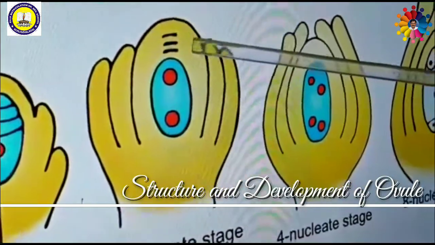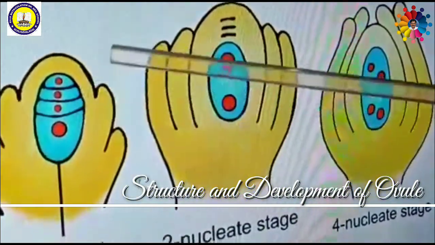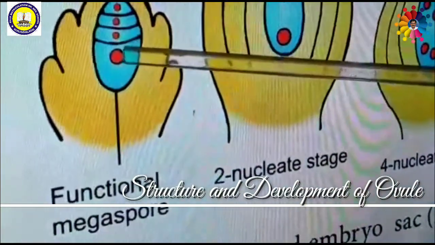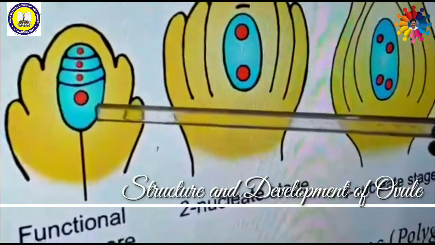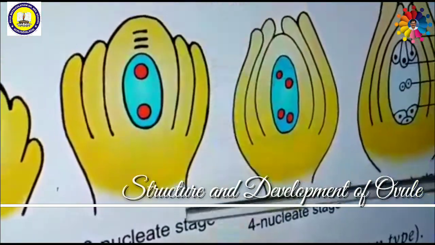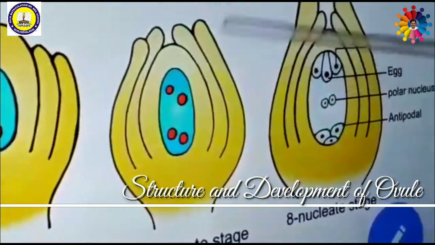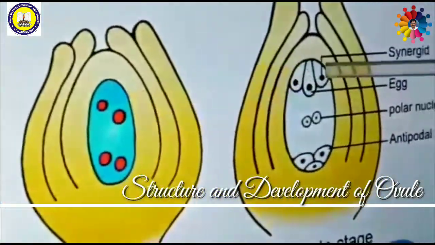disappear. So remaining only 1 cell is left. This is the functional megaspore. So this is a single nucleus. Remaining all the cells will disappear. This single cell undergoes mitotic cell division to produce 2 nucleate stages. Once again, one more mitotic cell division to produce 4 nucleate stages. One more mitotic cell division to produce 8 nucleate stages.